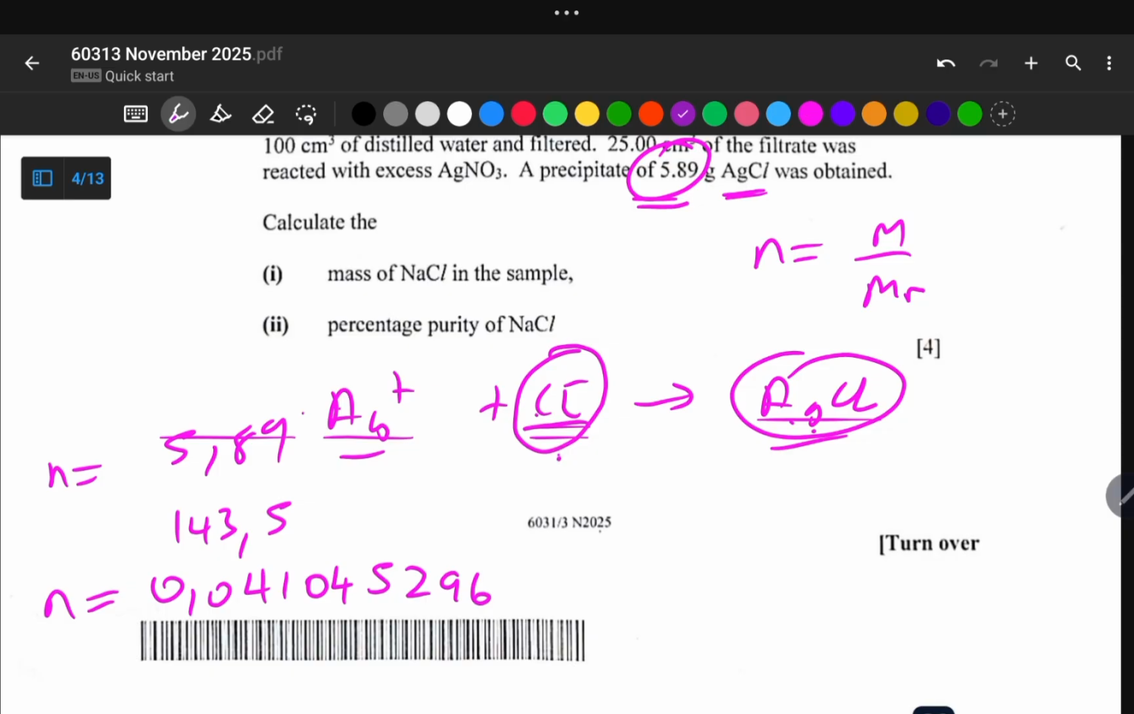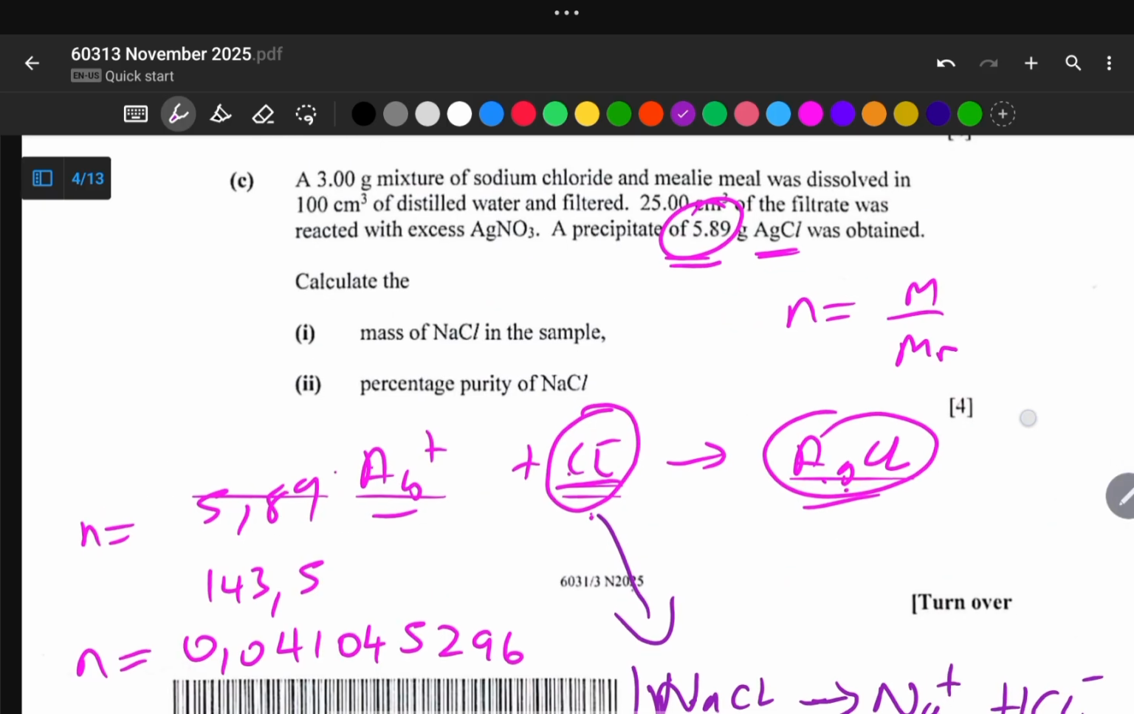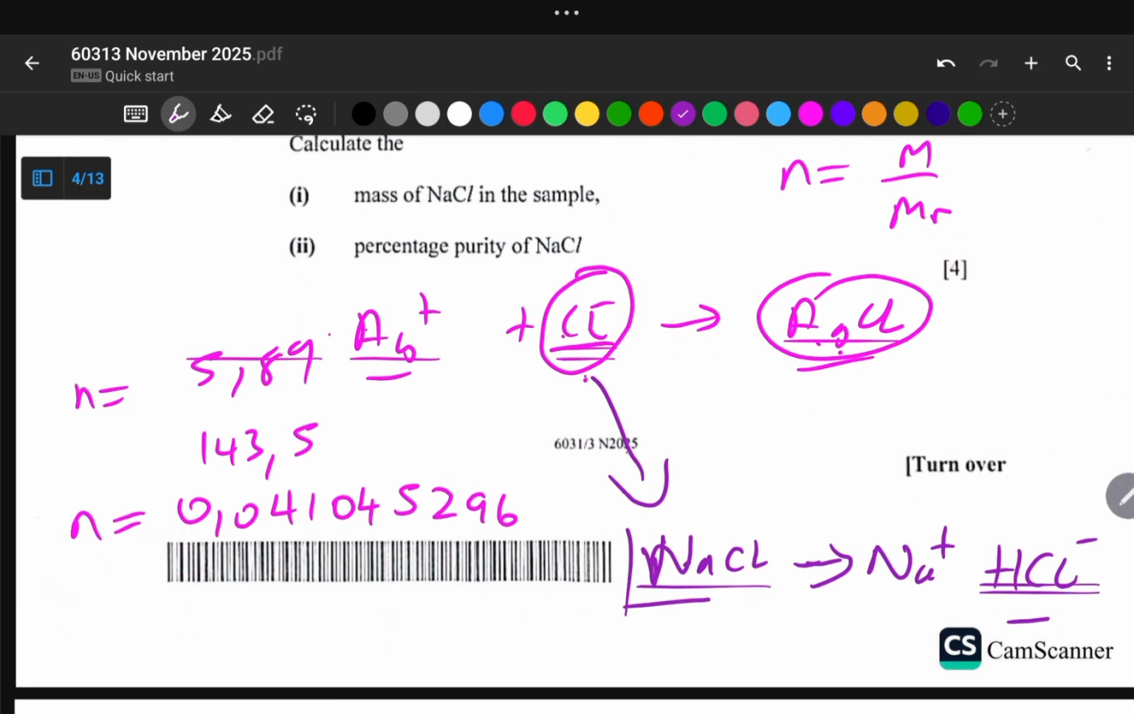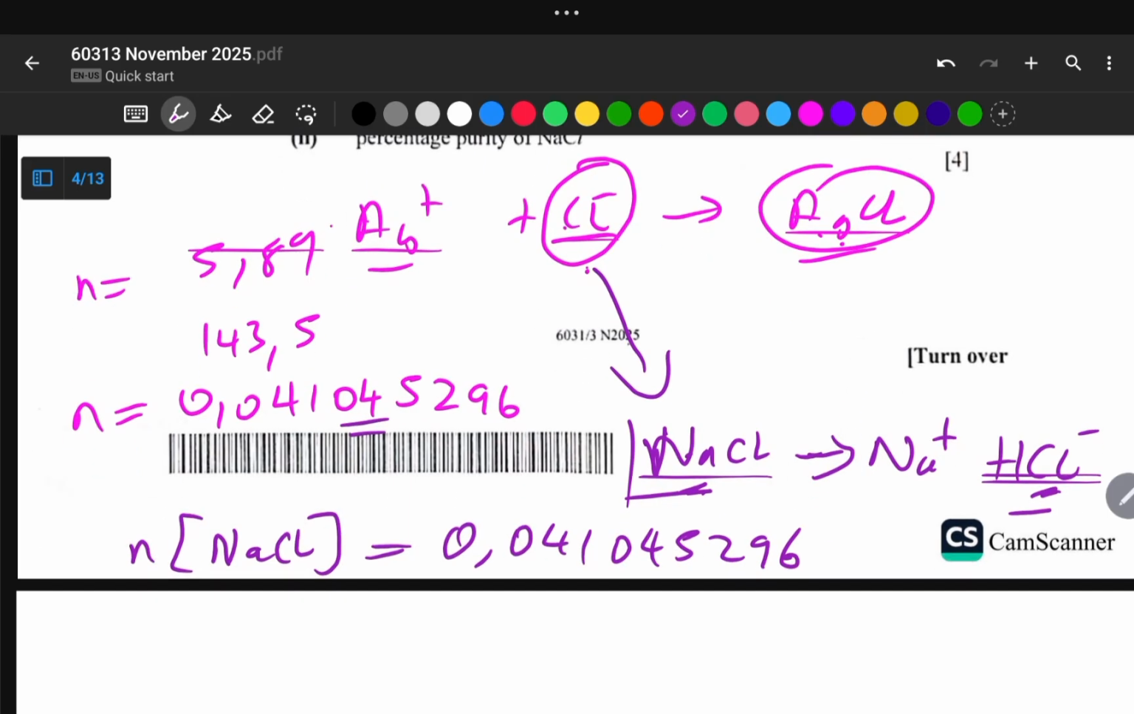The chloride ion is coming from the sodium chloride. So sodium chloride is going to dissolve by liberating the sodium ion, so this one is the sodium ion plus the chloride ion. Here we are having equal stoichiometric ratios, one mole here and one mole there, meaning the number of moles of sodium chloride are the same as the number of moles of the chloride ion, right? So n of sodium chloride is equal to 0.04104529.6, right? And then n is equal to mass over MR, the chief equation in stoichiometry.